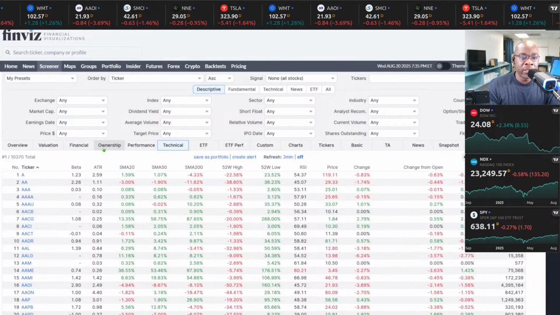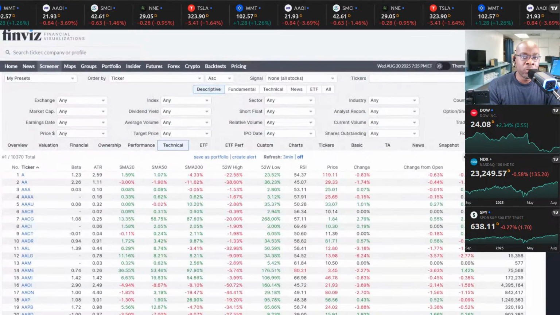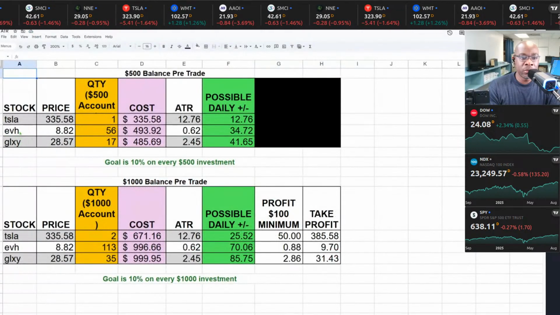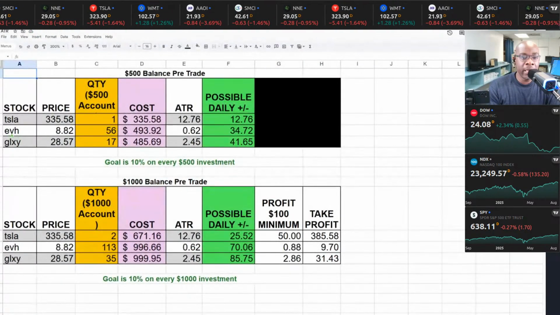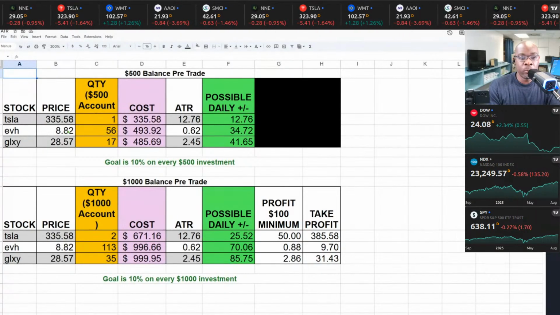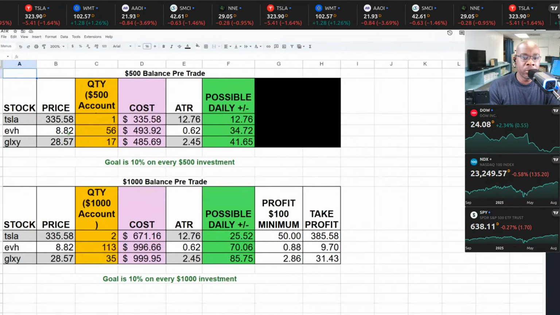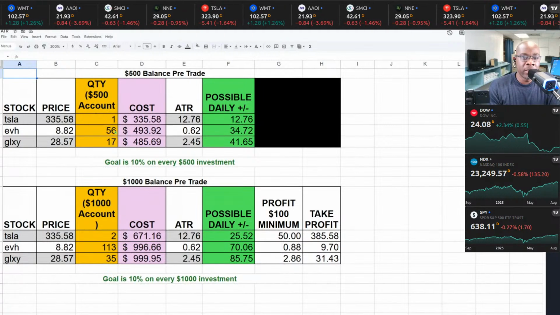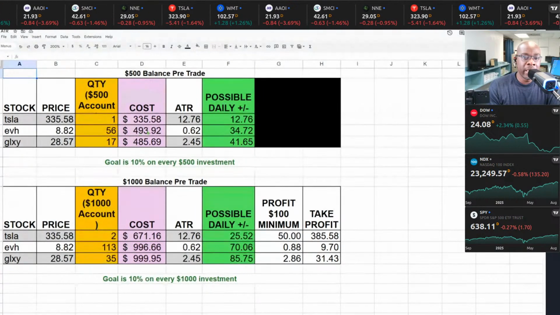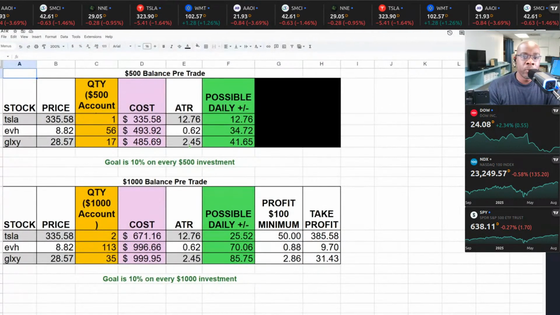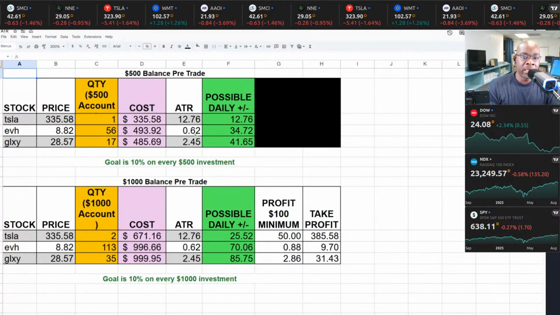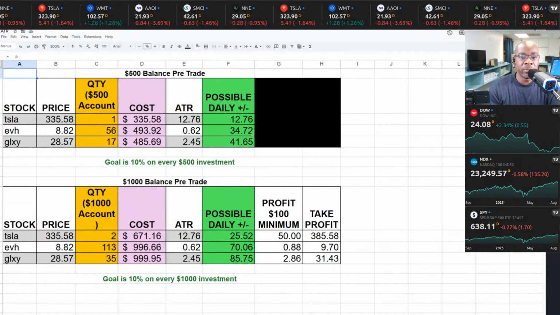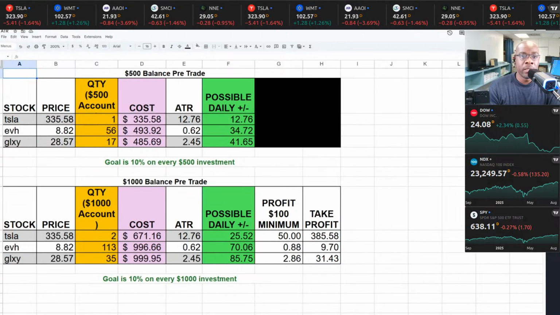So you may want to find a cheaper stock, for example, any one of these two. You have stock symbol EVH. It's eight at the time when we did this last week. It was $8.82. With a $500 account balance, you can buy 56 stocks, which will cost you $493.92. Even with an ATR of about $62, you can make $34.72 a day, right?